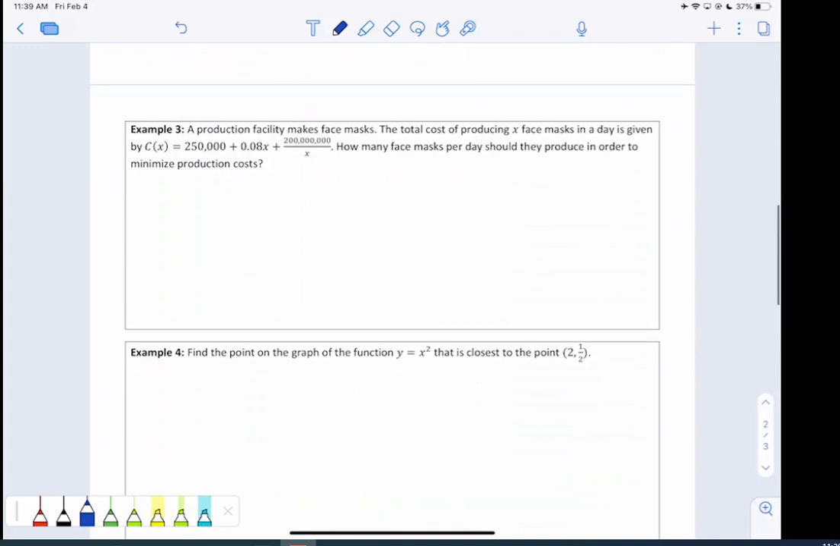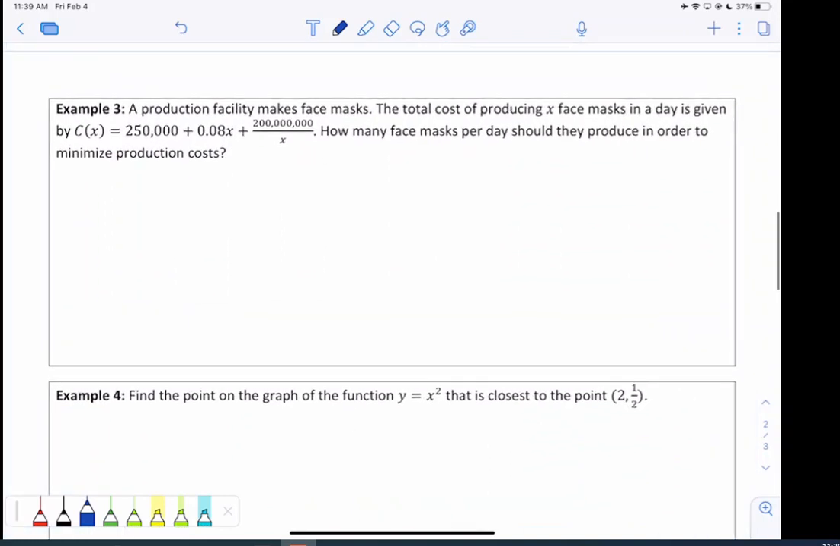All right. Example number 3, a production facility makes face masks. The total cost for producing X face masks in a day is given by this function here, okay? How many face masks per day should they produce in order to minimize production costs? Okay. Any ideas what I want to do here? I'm trying to figure out how many face masks so that I can minimize production costs. How could I find a minimum?